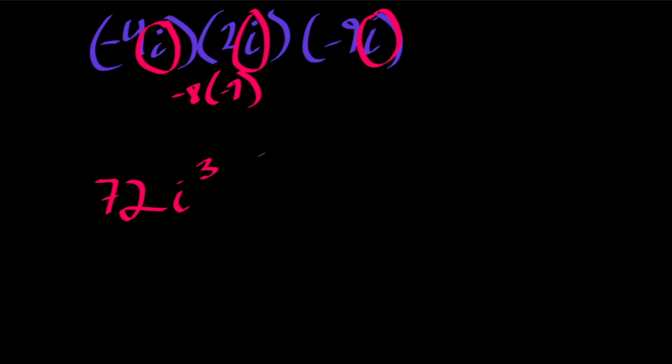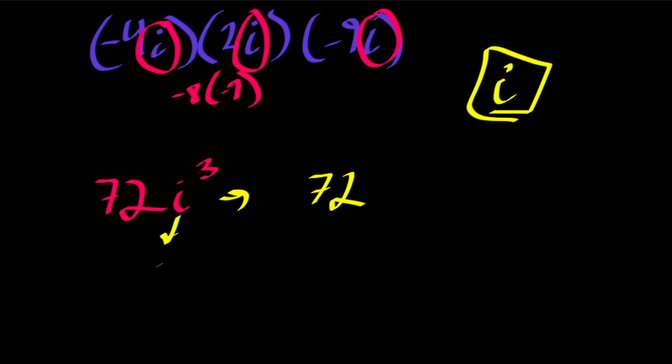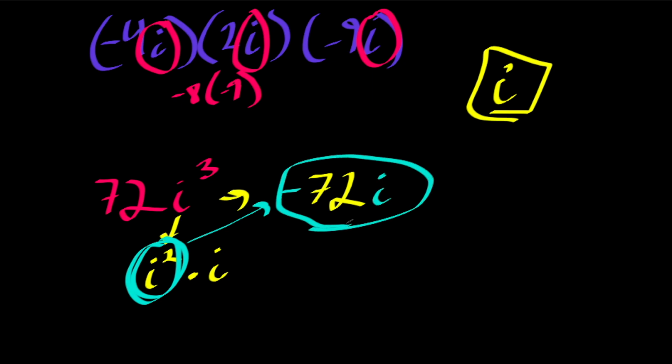And once again, a lot of people think, well, I'm finished here. Basically, unless you're just left with an i, you're not finished. Anything bigger than i to the first can be reduced. So we could reduce this by saying, okay, this is 72. I can say i to the third is i squared times i, and now I can replace this i squared with -1. So that's going to give me a negative out here in front of 72, and then this i is just going to tack on to the end.